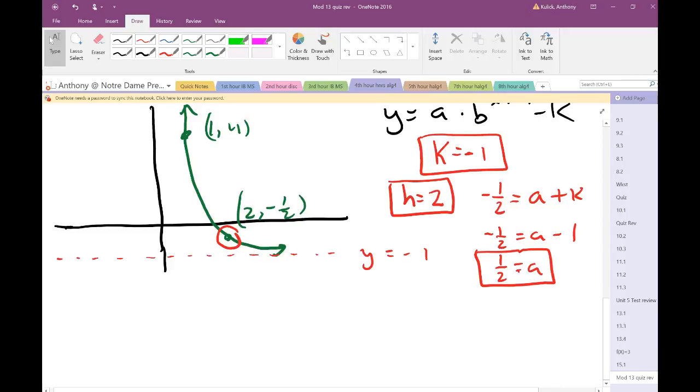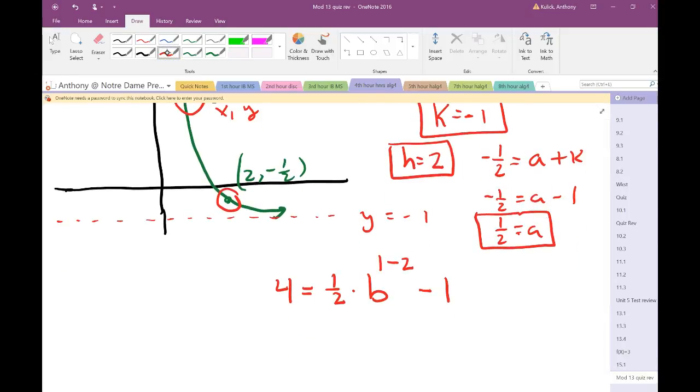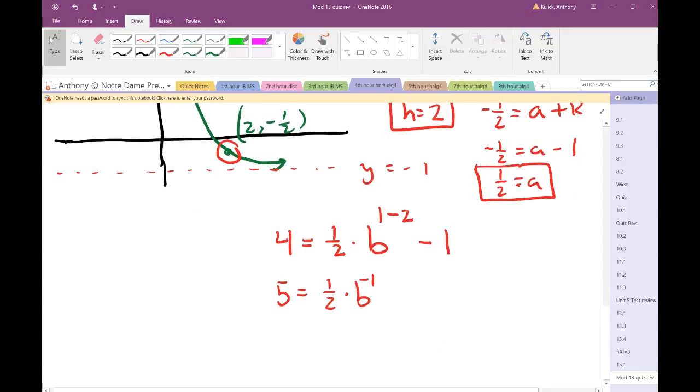Okay, the last thing I need to do is get my b value. To do that, I'm going to use the second point as an x, y. So if I plug everything in, my y is 4, my a is +1/2, my b is what I'm solving for, my x is 1, my h is 2, and my k is -1. So now I'm just going to solve this equation for b. Everybody good with that? So I'm going to add 1 to both sides, and then 1 minus 2 is -1. Now to get the b by itself, I'm going to multiply both sides by 2 to cancel the 1/2.